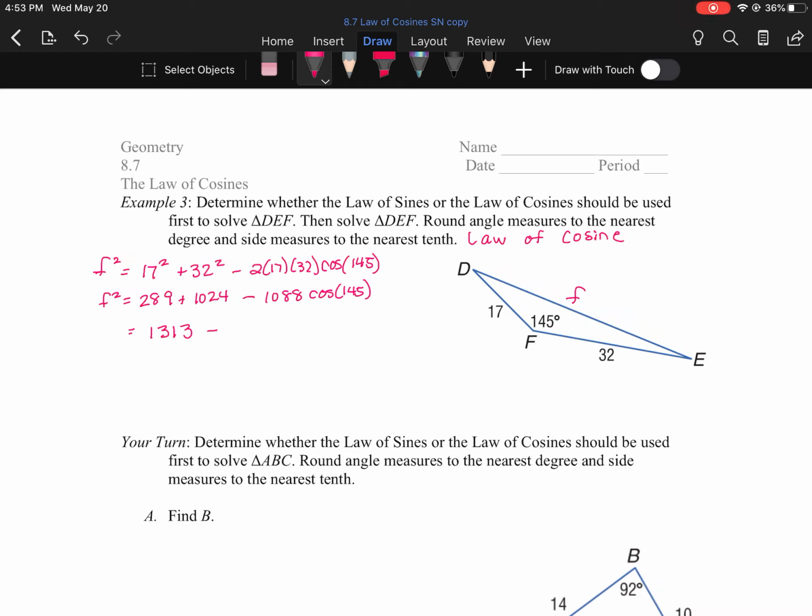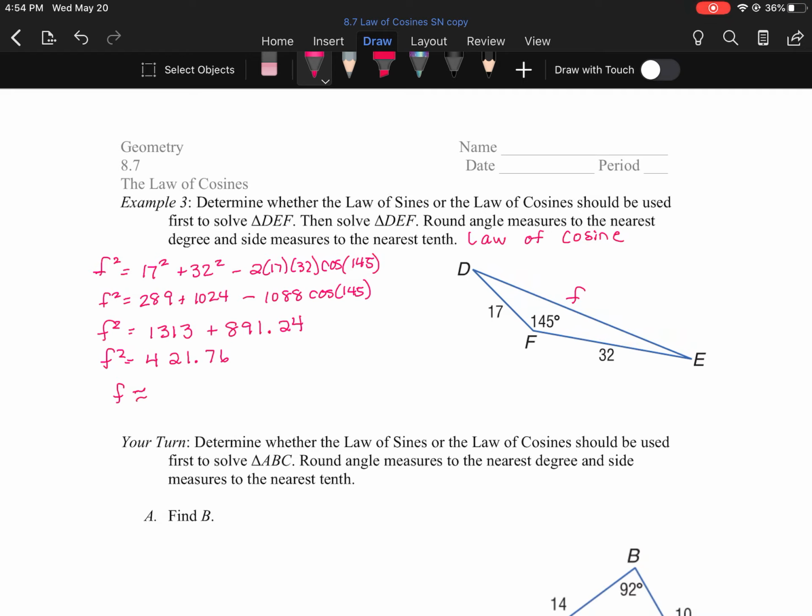I think I messed it up, so I'm going to do it again just to be certain. Okay, so it's going to change this to a plus because we end up getting a negative. So 891.24. That is F squared. So add that to 1313. And we get 421.76, and then take the square root of that.